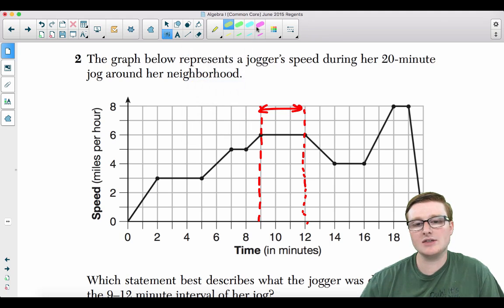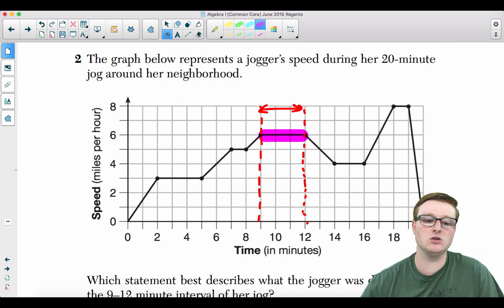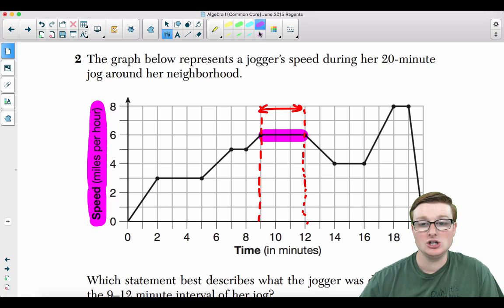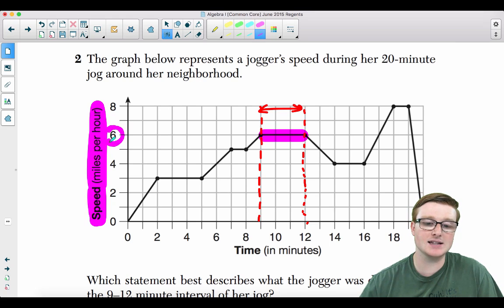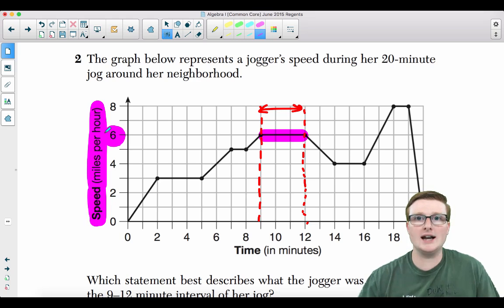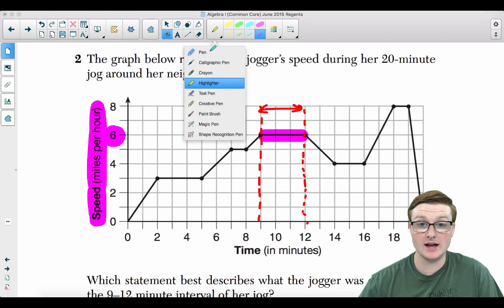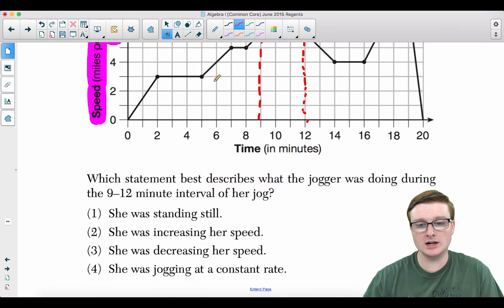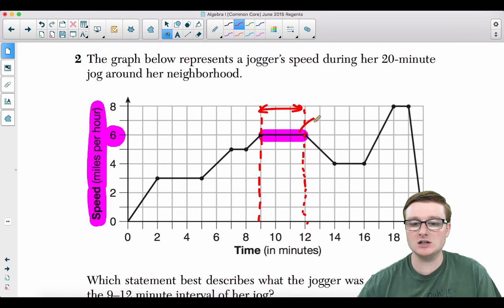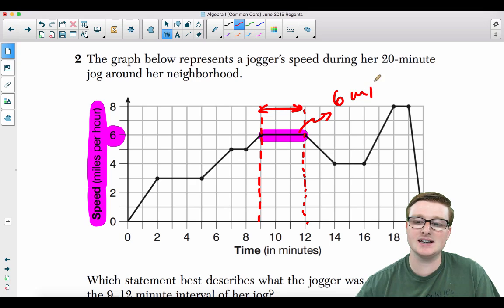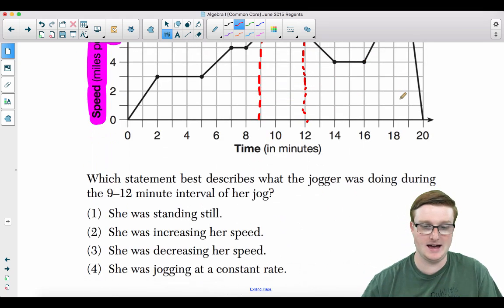Well, it looks like the line itself is a horizontal line. And look on the left-hand side, ladies and gentlemen. Speed in miles per hour. She was maintaining a constant speed of 6 miles per hour. So she was running 6 miles an hour for 3 minutes. Okay? So we're looking for her jogging speed was at a constant rate of 6 miles per hour. Something along the lines of that.